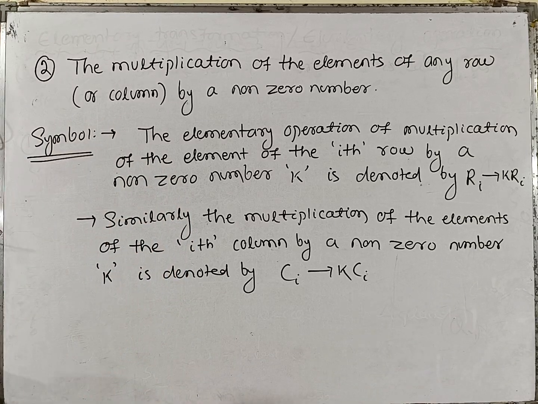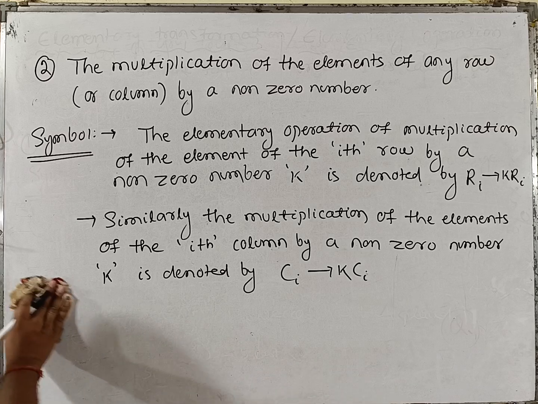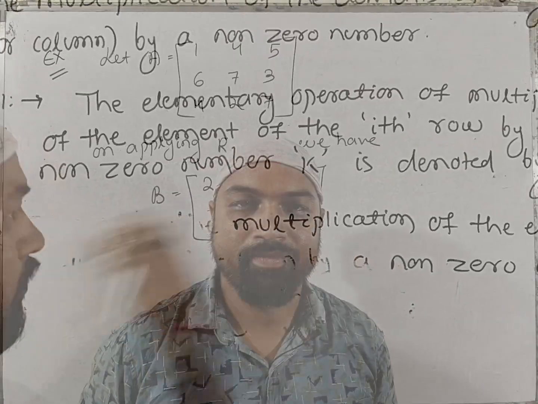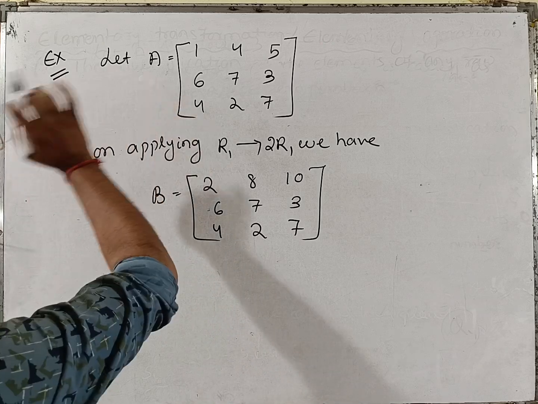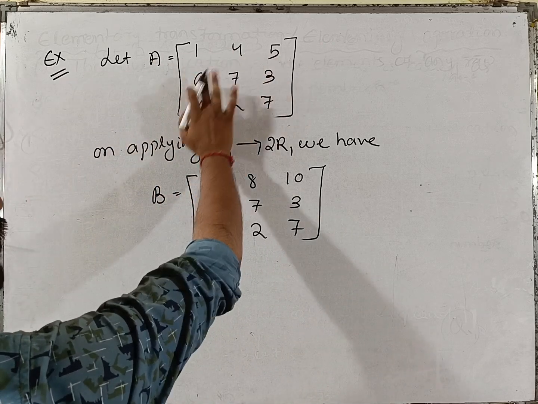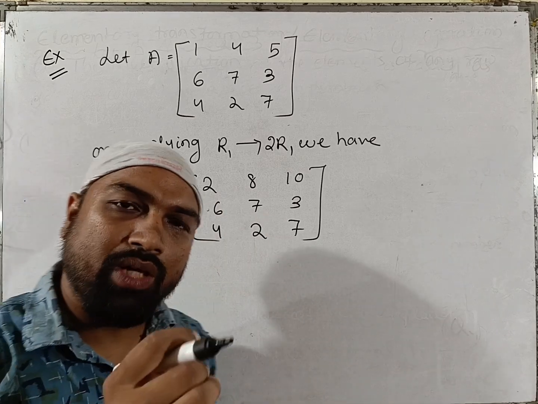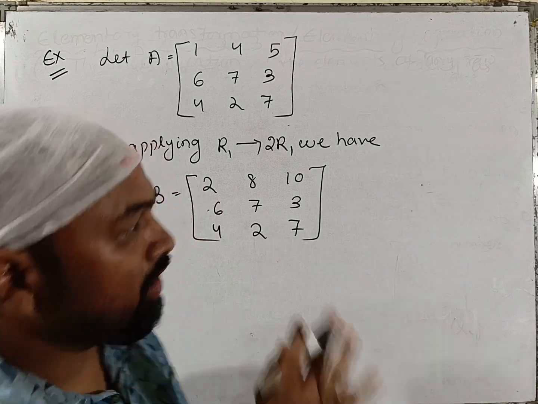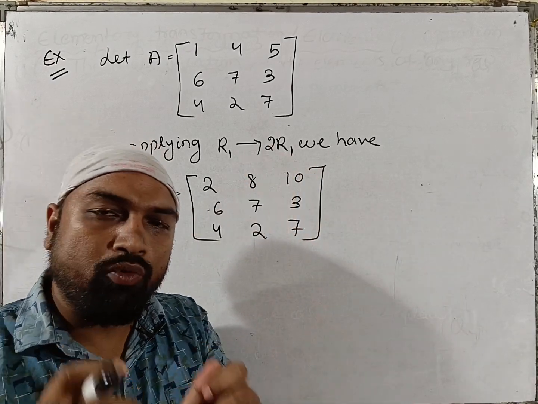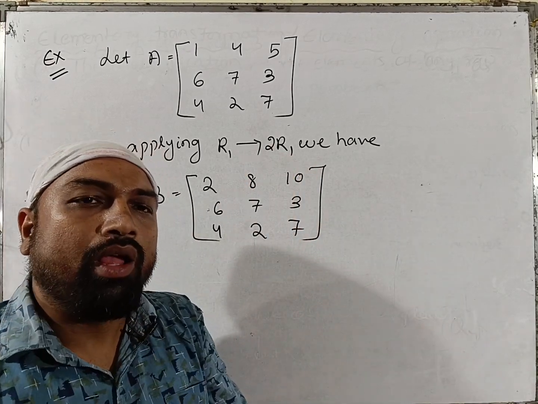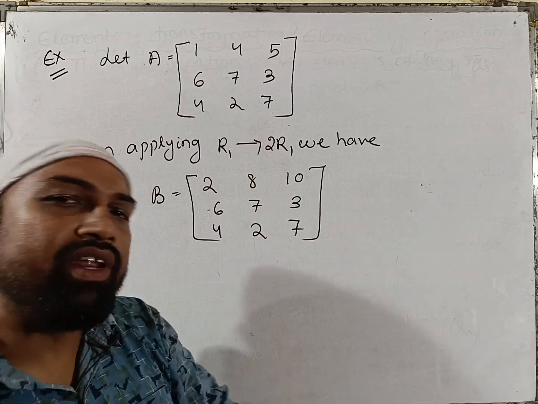Okay, then let us take an example based upon this type 2 operation. Let us consider a matrix A equal to 1, 4, 5, 6, 7, 3, 4, 2, 7. Suppose we have to replace one particular row or one particular column, and here we have taken a particular row, and that row is row 1. And we have to replace that row 1 by multiplying a non-zero number 2 to each and every element present in that particular row.